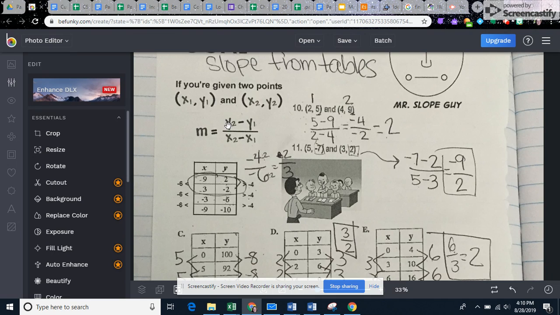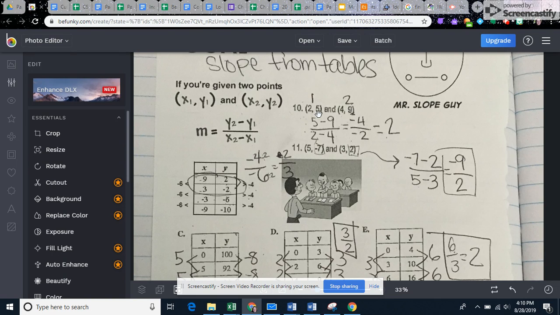So to find the slope, it's the change in y over the change in x. You create a subtraction problem for your y's, and then create a subtraction problem for your x's to put on the bottom. This will make your answer into a fraction, and then you can simplify if it will simplify.